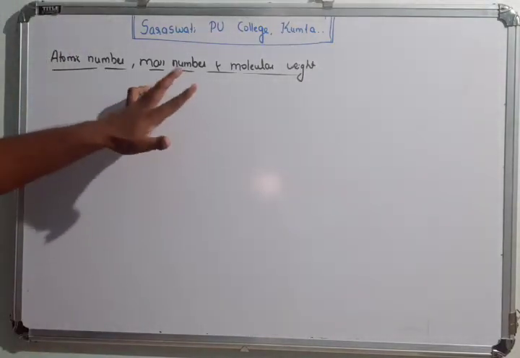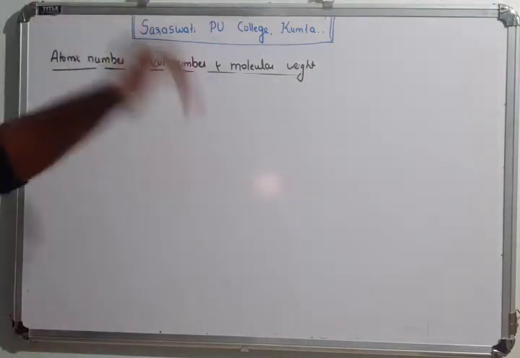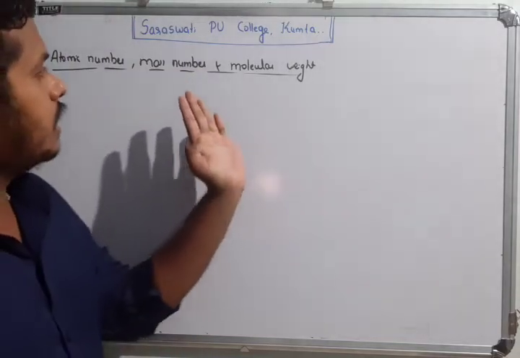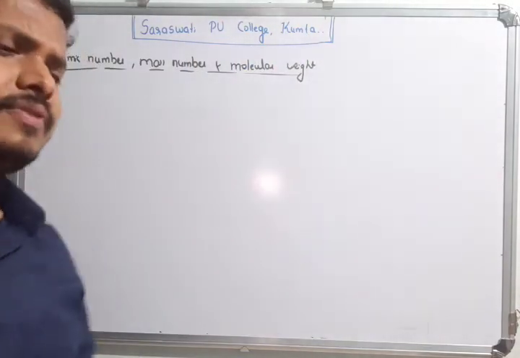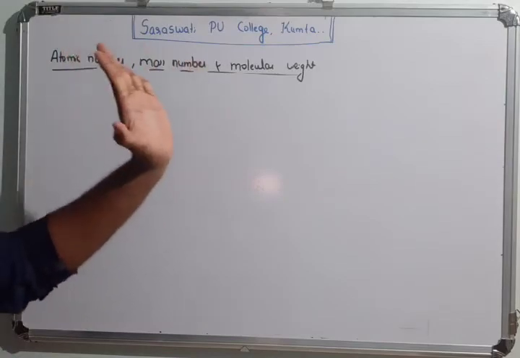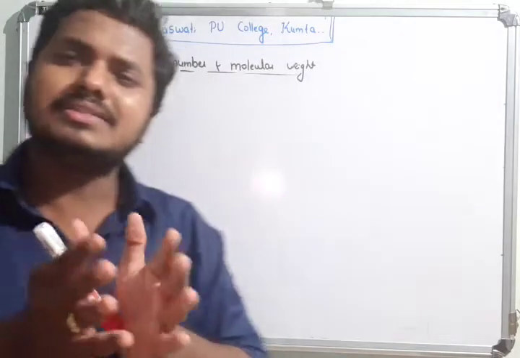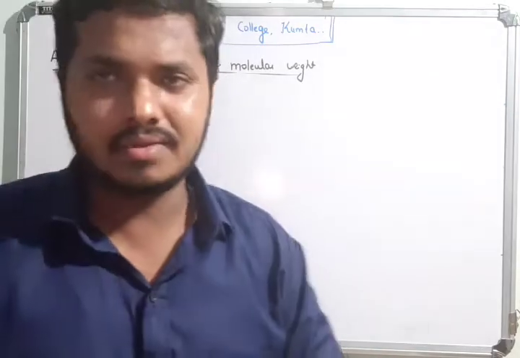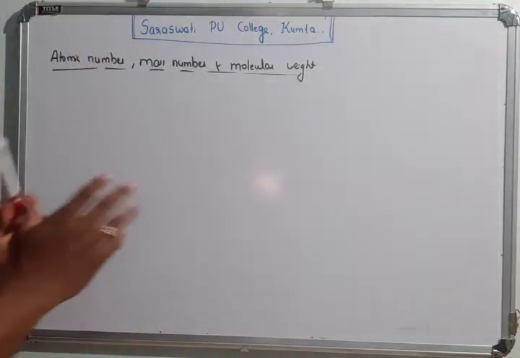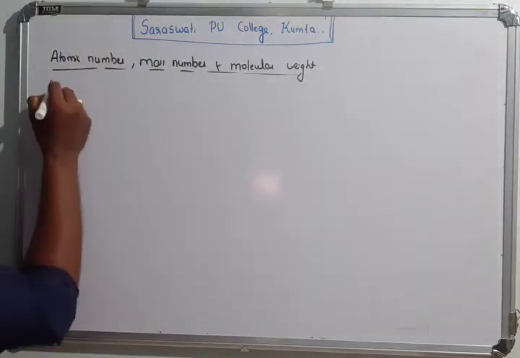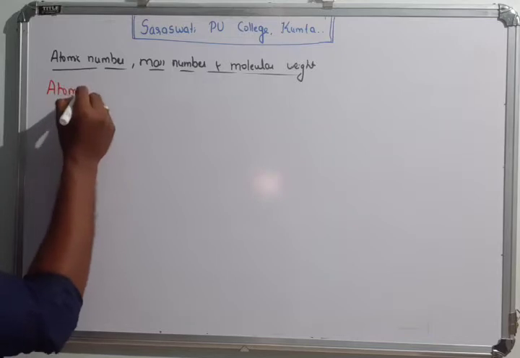Regarding the mass number, another name used for it is atomic weight also. There's a small difference, but you can understand that they're almost similar. So one by one, we'll try to understand. What do you mean by the atomic number?